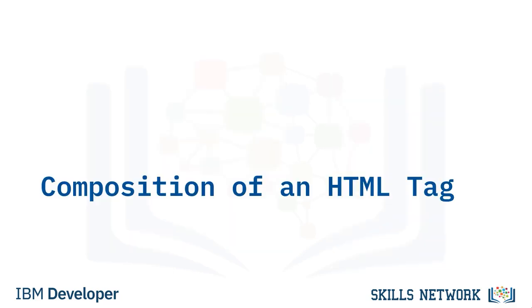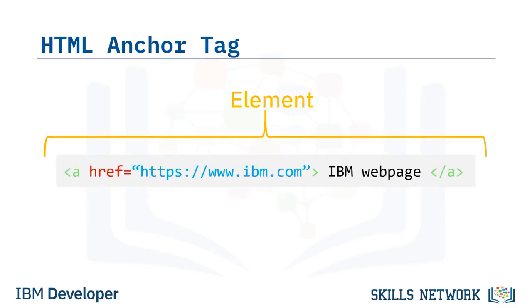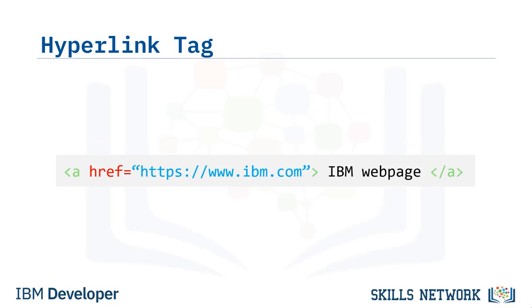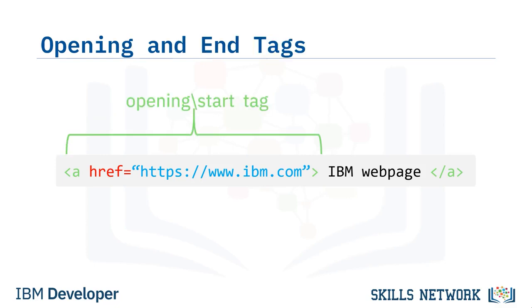Let us take a closer look at the composition of an HTML tag. Here is an example of an HTML anchor tag. It will display IBM, and when you click it, it will send you to IBM.com. We have the tag name, in this case, A. This tag defines a hyperlink, which is used to link from one page to another. It is helpful to think of each tag name as a class in Python and each individual tag as an instance. We have an opening or start tag, and we have the end tag.